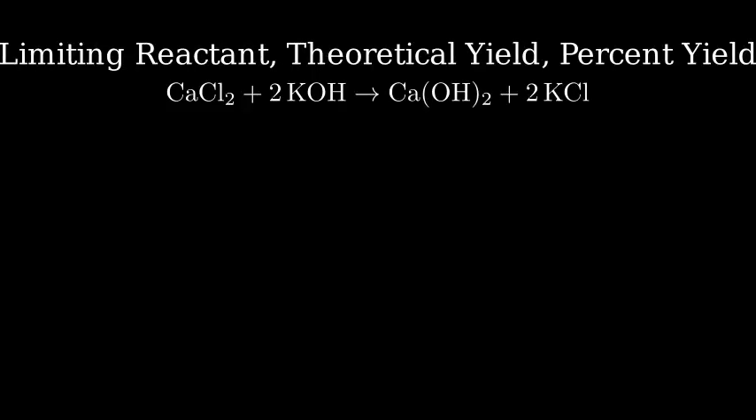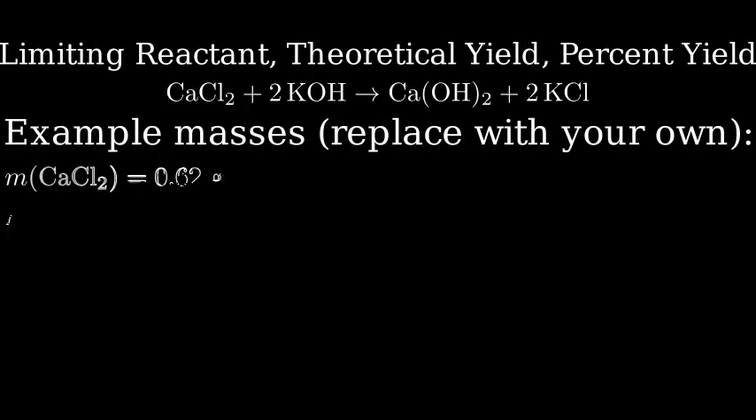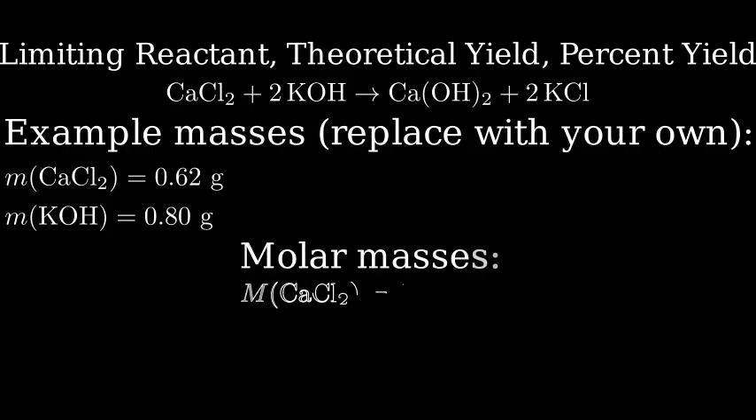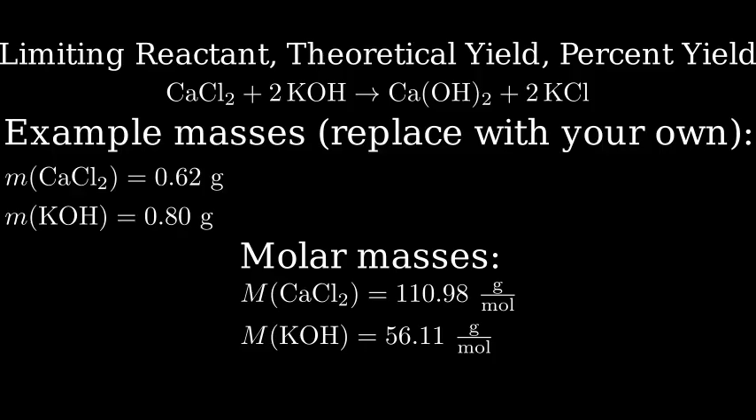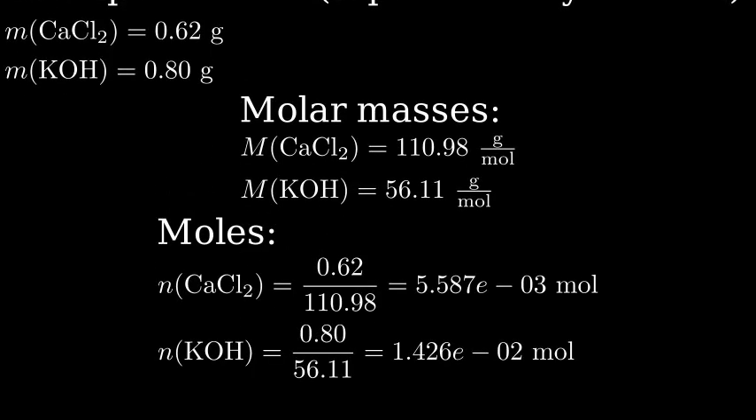Suppose in your experiment you measured masses similar to these. We will illustrate with 0.62 grams of calcium chloride and 0.80 grams of potassium hydroxide. You can replace these with your own lab values and follow the same steps. Step 1. Convert grams to moles using molar masses. The molar masses are about 110.98 grams per mole for calcium chloride and 56.11 grams per mole for potassium hydroxide. Now compute moles for each reactant.